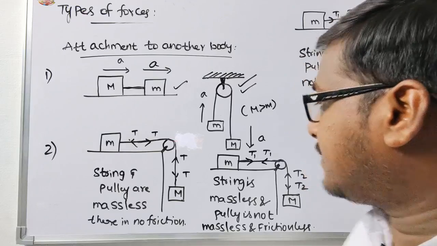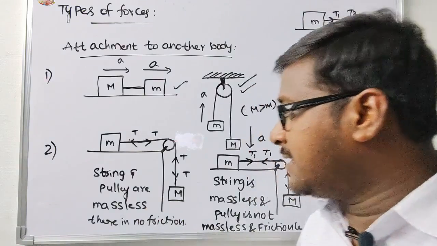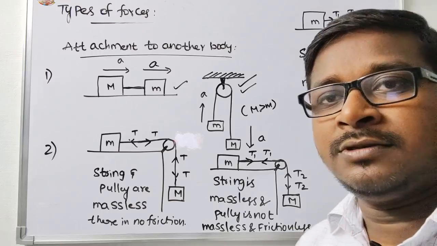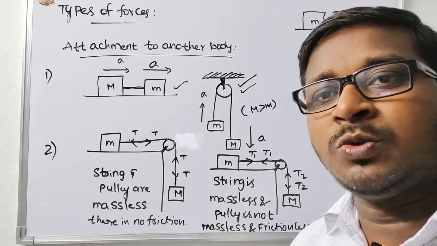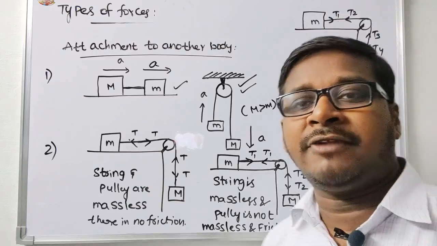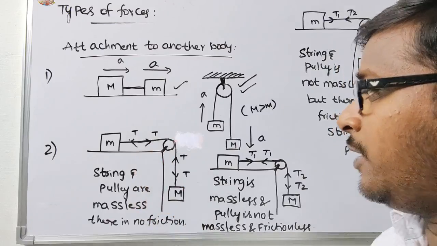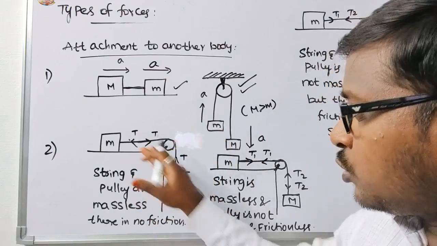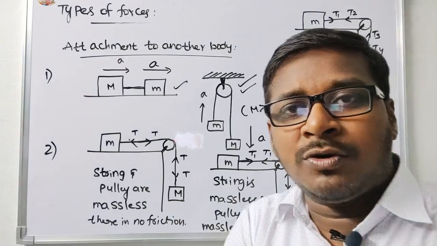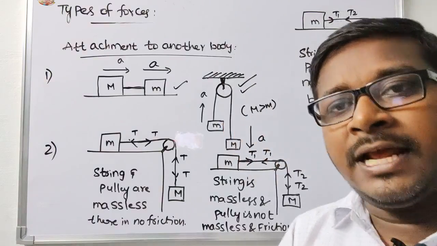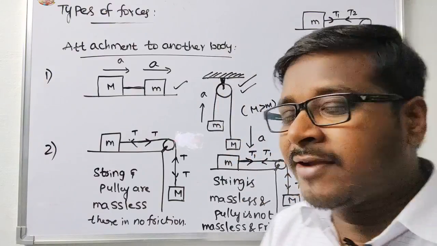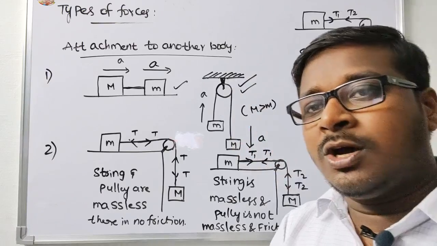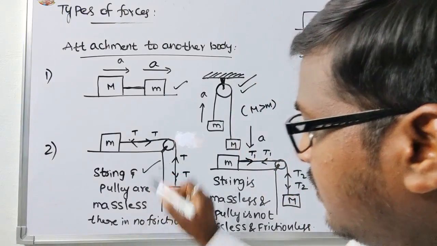The second case has three conditions, students. The first condition is the string and pulley are massless, lightweight. There is no friction between string and pulley. Then at each and every point, the two point masses have the same tensional force, because the string and pulley are massless. There is no friction. That is condition 1.